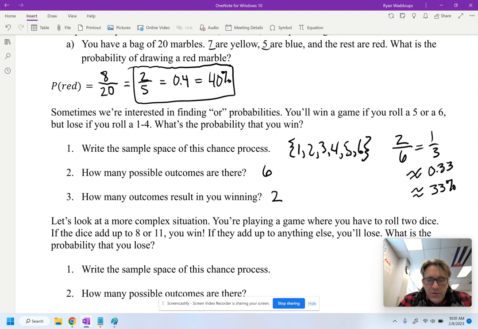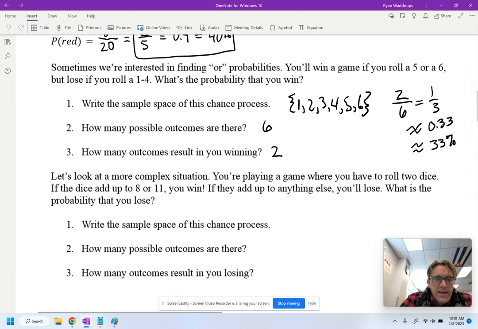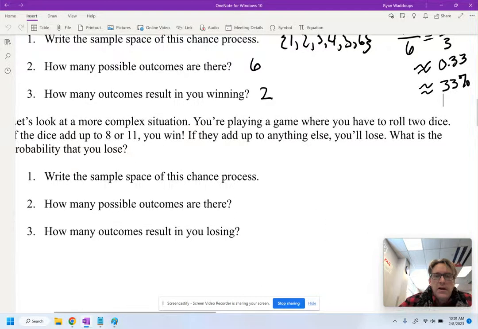Okay, let's look at a more complex situation. You're playing a game where you have to roll 2 dice. If the dice add up to 8 or 11, you win. If they add up to anything else, you'll lose. What is the probability that you'll lose? Write the sample space of this chance process. Okay, once again, here you're rolling 2 dice. And so we could write 1, 1.